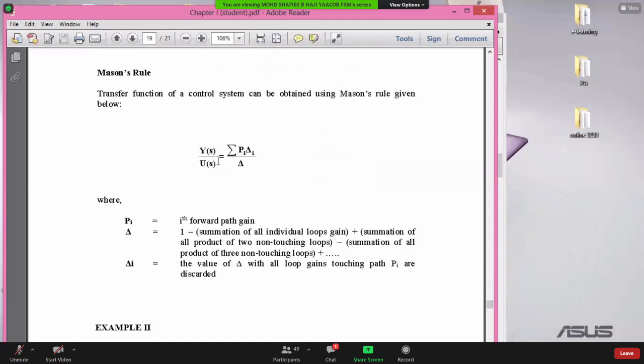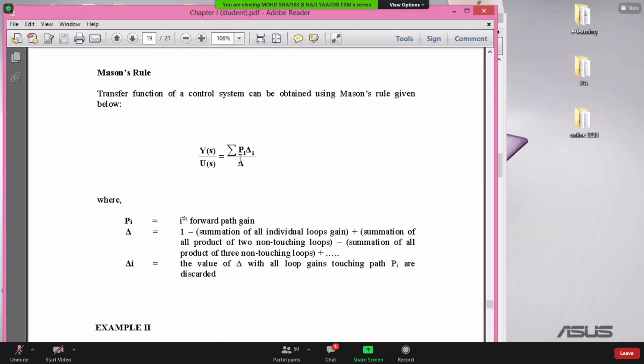The transfer function of a control system can be obtained using Mason's rule given by the following expression. The transfer function, which is output over input, is given by the summation of P_i multiplied by delta_i, divided by delta. So what are they? Let me go to delta first. In mathematical terms, delta is known as the determinant. Delta_i is known as the cofactor. But besides that, you don't need to know all the details about the mathematics of it.